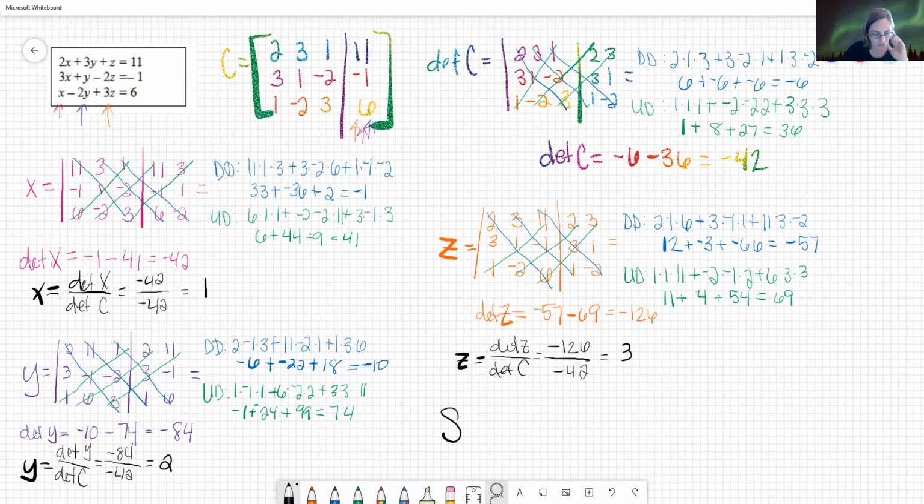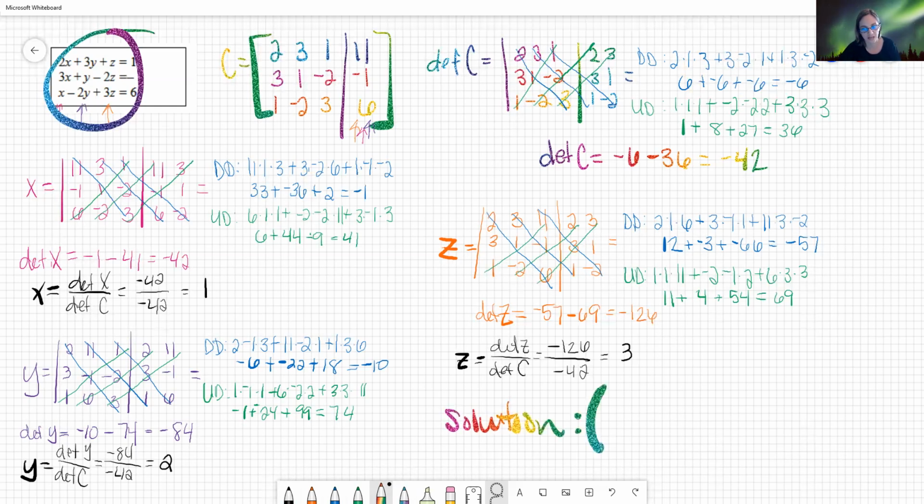My final solution to my original matrix, new pen. My original matrix, the final solution. Please make it very easy for me to find your answers, guys. 1, 2, 3. And that's it. So now you've solved both the first and second problem on the Practicing Cramer's Rule worksheet.